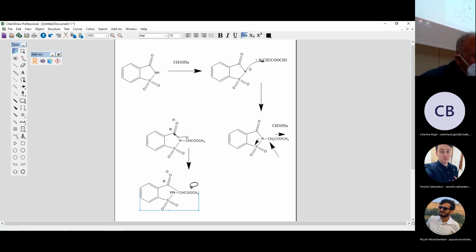If you want, we can draw this one better. This one, okay. So if you see, we have a 6-member ring now. We had a ring expansion by the attack of the carbon in alpha to the ester group on the carbonyl of the ring.